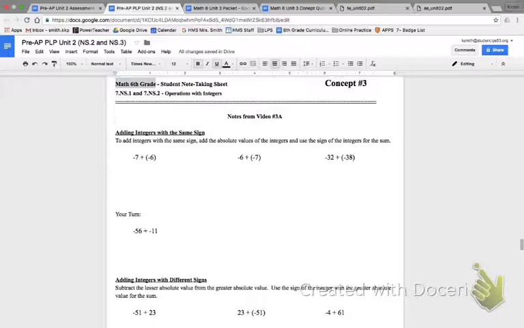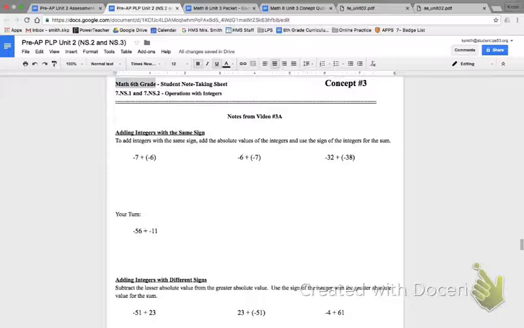So concept 3A has to do with addition, and we've broken it into two parts. The first part is when we're adding integers that have the same sign. Now you guys already know what to do if you have two integers that are both positive, but we just need to practice really quickly what to do if both of your integers are negative. It says to add integers with the same sign, add the absolute values of the integers and use the sign of the integers for the sum.